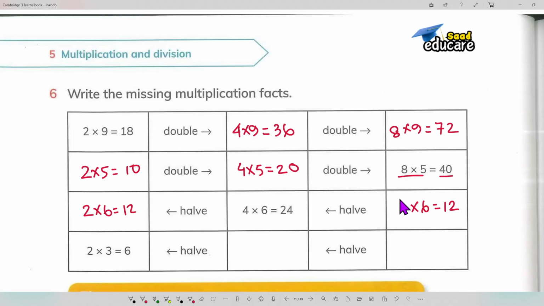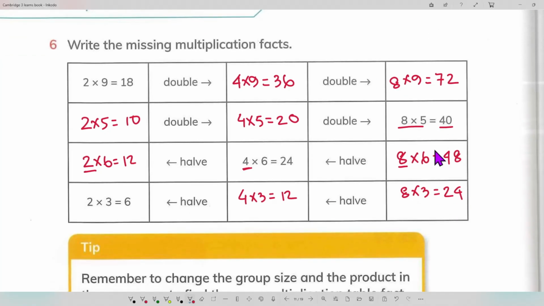We can write, we have to be careful about this. So 8 times 6 is 48. So 8 half is 4, 4 half is 2, right? So here is 2 times 3 equals to 6, and it's a half of 4 times 3 equals to 12, and it should be half of 8 times 3 equals to what? 24. Very simple.